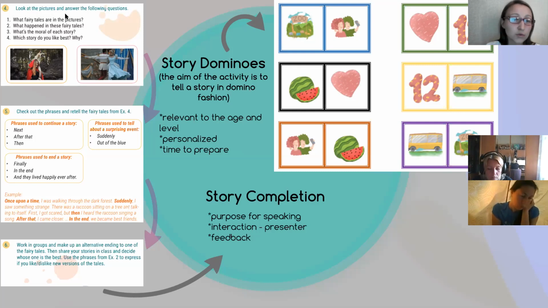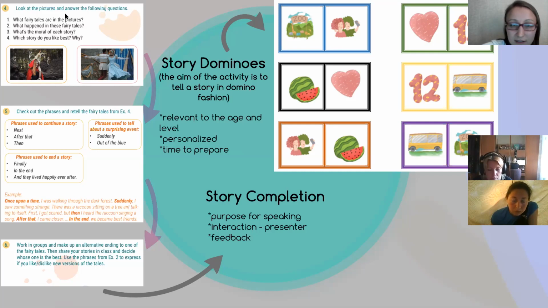Of course, you can put words instead of pictures there, yeah, and you can do it with words or even functional language. Just create imagination and creativity, and they will be interested in these dominoes because again, they will have purpose for speaking because they know that it should be continued. Yeah, they should continue the story. It should have the end. And they have some time to prepare.